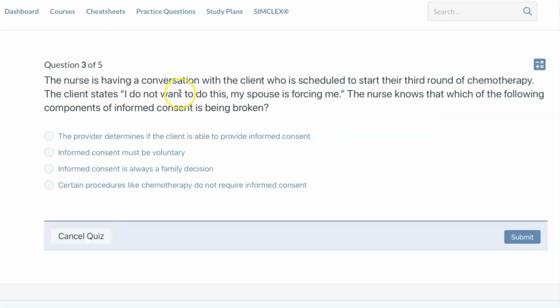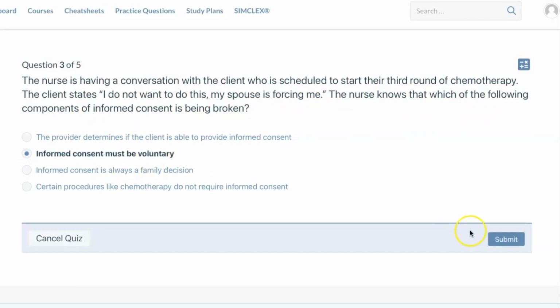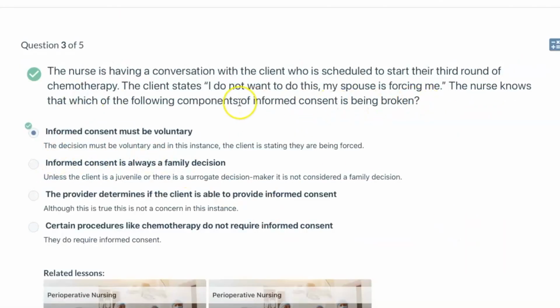The nurse is having a conversation with the client who is scheduled to start their 3rd round of chemotherapy. The client states, I do not want to do this. My spouse is forcing me. The nurse knows that which of the following components of informed consent is being broken. Informed consent must be voluntary. So this was asking about what was broken, and the decision must be voluntary, and in this instance the client is stating they're being forced.